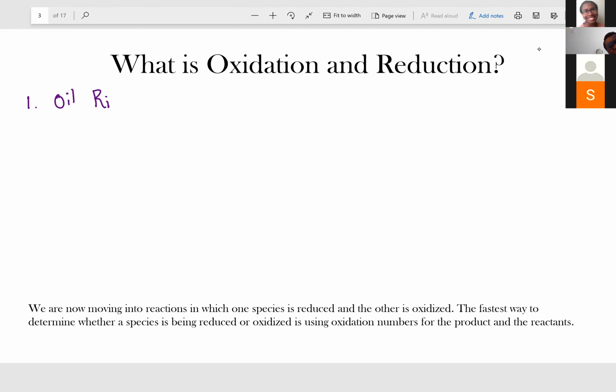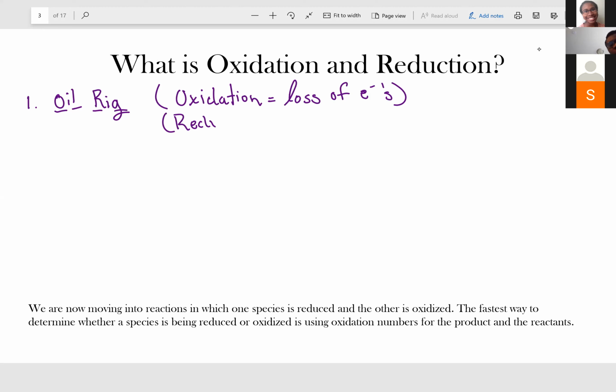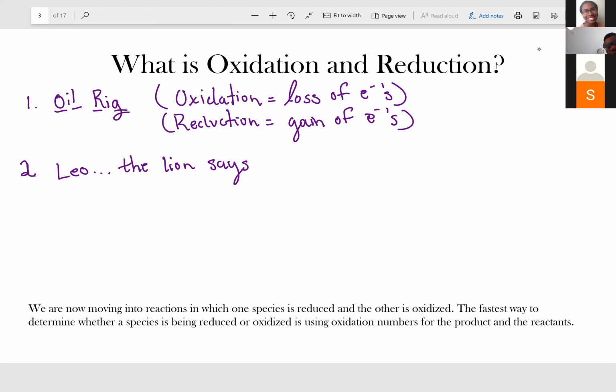So we've got OIL RIG, right? OIL: oxidation is loss of electrons, whereas RIG: reduction is the gain of electrons in our species. That's one mnemonic, and the other one is LEO the lion says GER. Once again, oxidation is equal to the loss of electrons, reduction is equal to the gain of electrons. So that's pretty simple and straightforward.